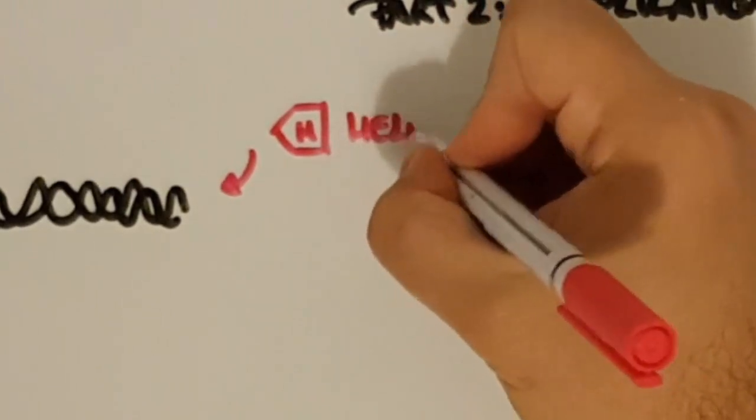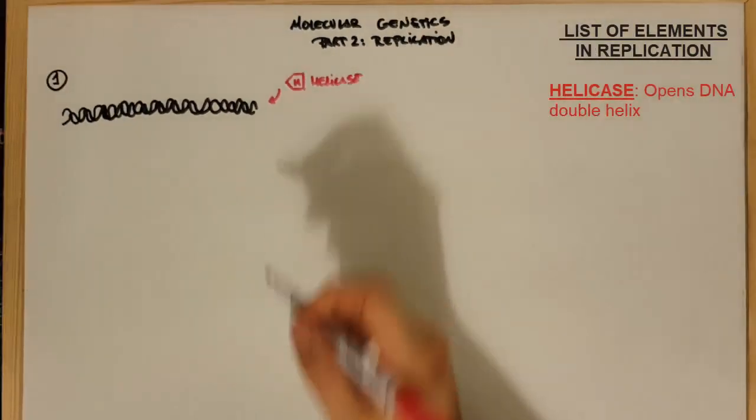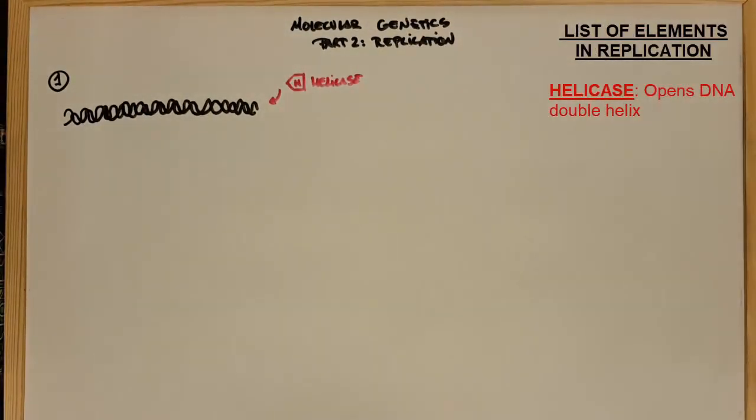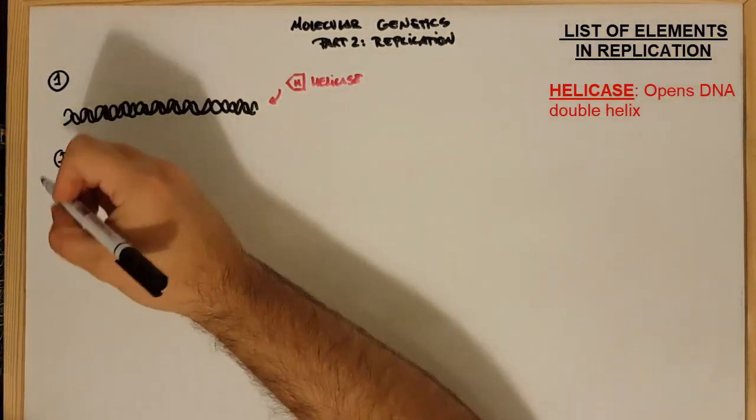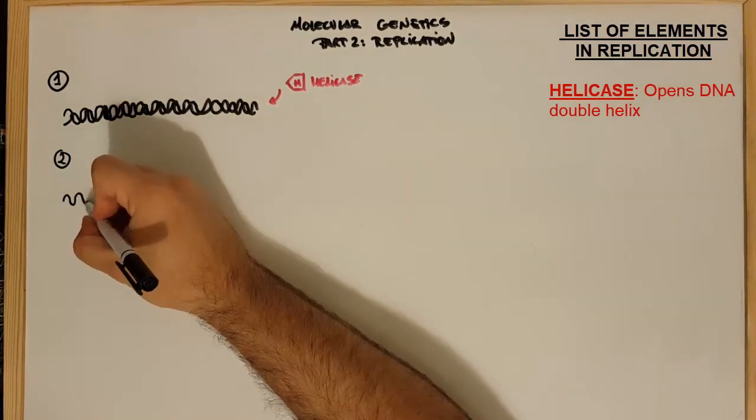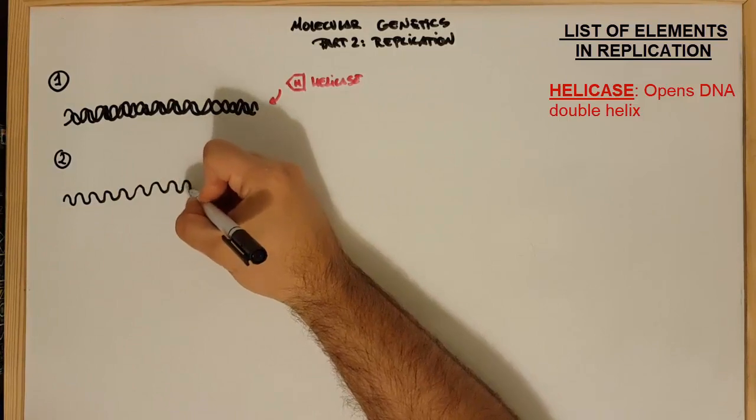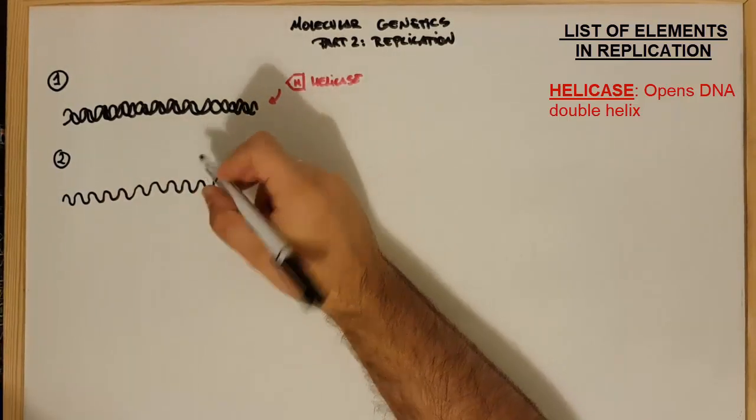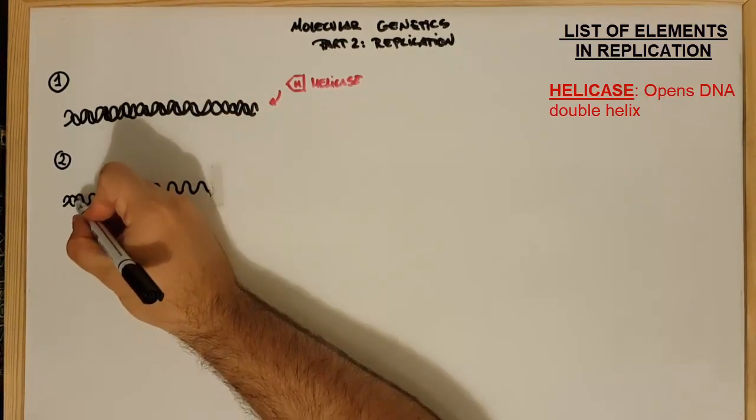And this is HELICASE. So HELICASE is going to recognize a bit of DNA. You don't need to know where and how or why, but it is going to recognize a bit of DNA, and it's going to open it like this. So we have our DNA double helix, and then helicase is going to come and open.